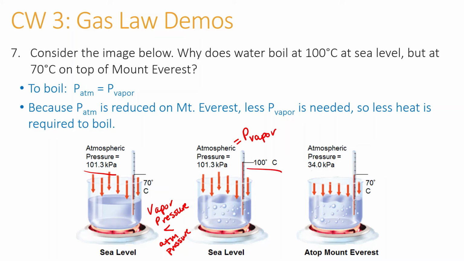Now, on top of Mount Everest, the atmospheric pressure is about 1/3 of what it is at sea level. You've heard before that the air gets thinner as you go up. There's literally fewer particles of air on top of Mount Everest, so the pressure of the atmosphere is much lower. That's because at sea level, you have more of the atmosphere on top of you than you do at the top of Mount Everest. So because the atmospheric pressure is lower on Mount Everest, I'm able to get the vapor pressure matching the atmospheric pressure at a much lower temperature.